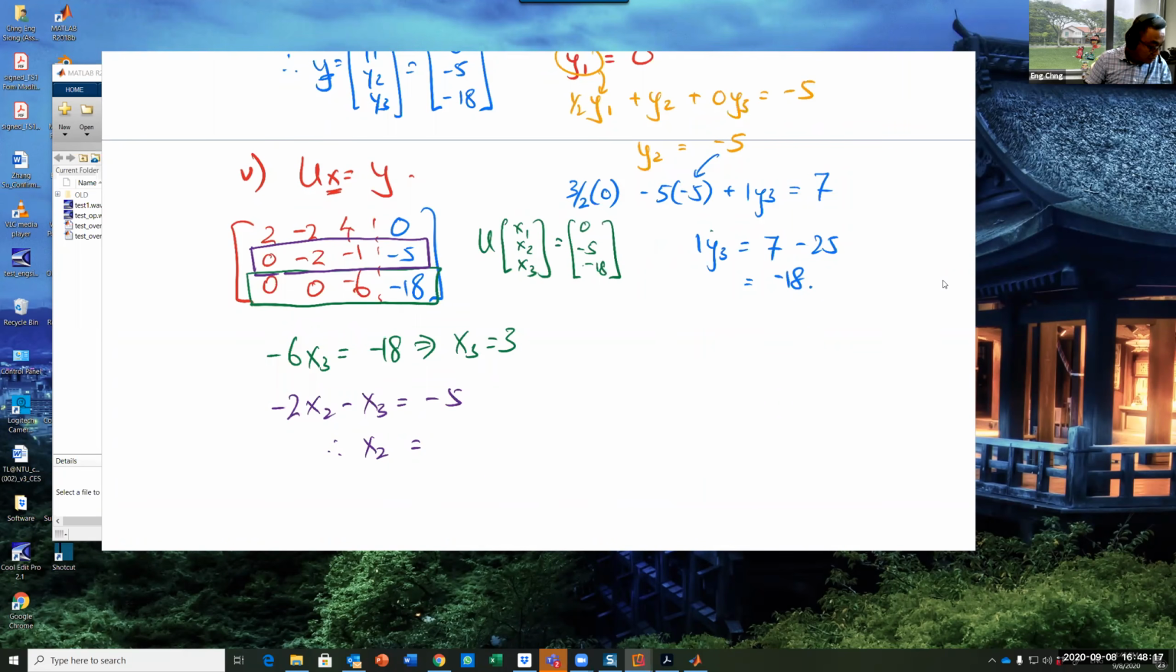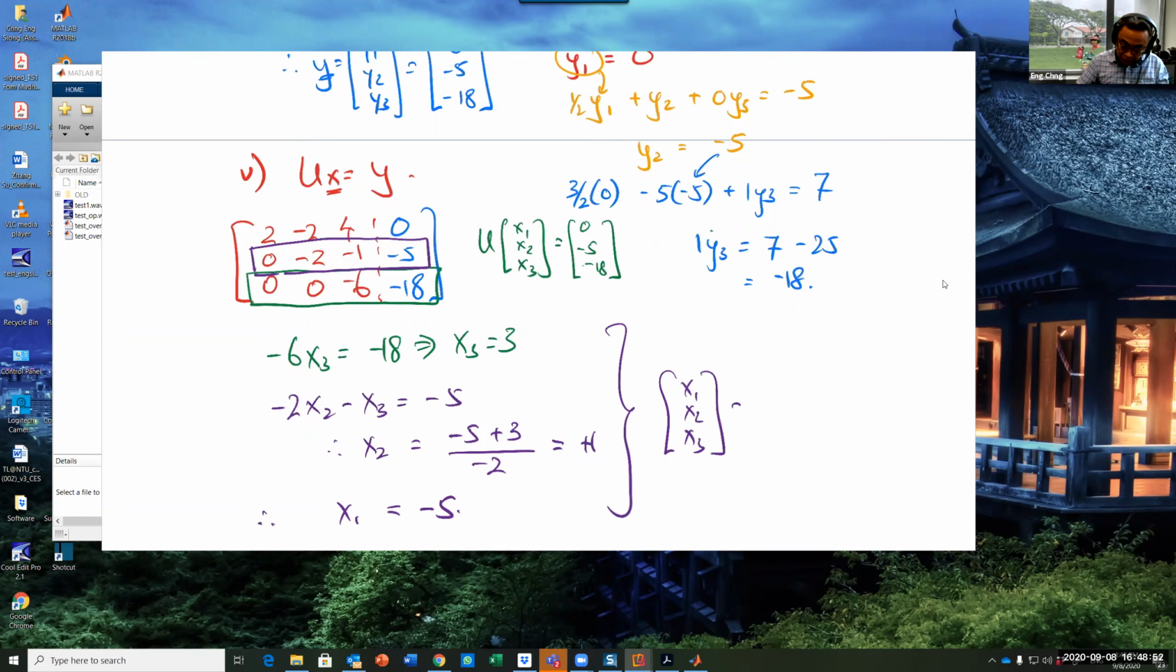Minus 2 x2, minus 5 plus 3, minus 2. Did I make a mistake? Oops. Minus 5 plus 3. Okay, that's correct. Plus 1. And then you can solve for the last equation. Therefore, x1, and you solve it by yourself. And my answer is minus 5. Therefore, x1, x2, x3 equals minus 5, 1 and 3.